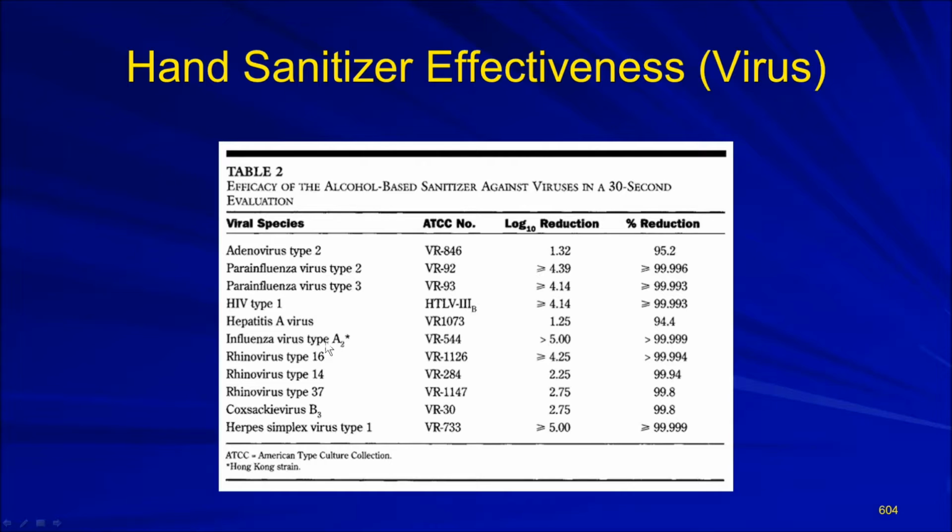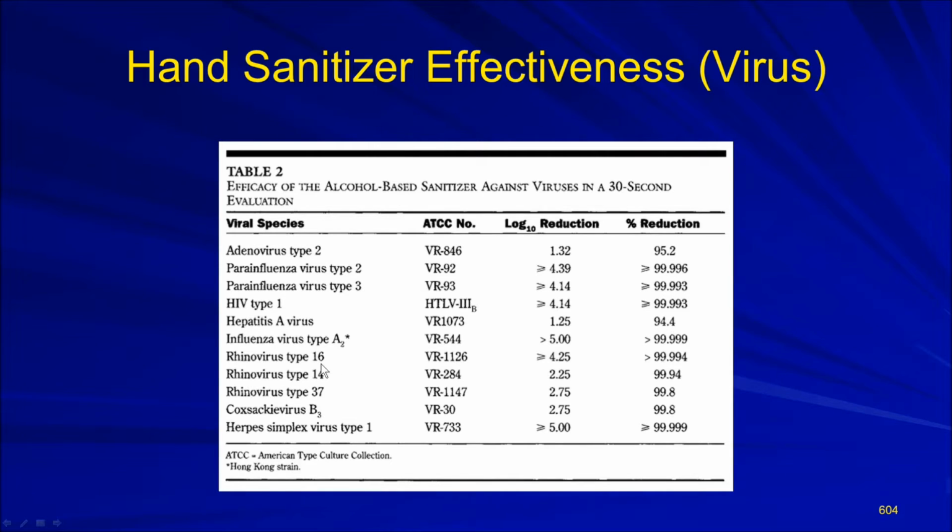We see influenza virus here, which causes many people every year to become sick and even possibly die. And parainfluenza virus, which affects many children every year. We look at the left-hand column, we see all these viruses, and we look at the right-hand column over on this far side, and we see the percentage of bacteria that are killed within 30 seconds. And we see here that this hand sanitizer will kill 99.993% of parainfluenza virus type 3 in just 30 seconds.